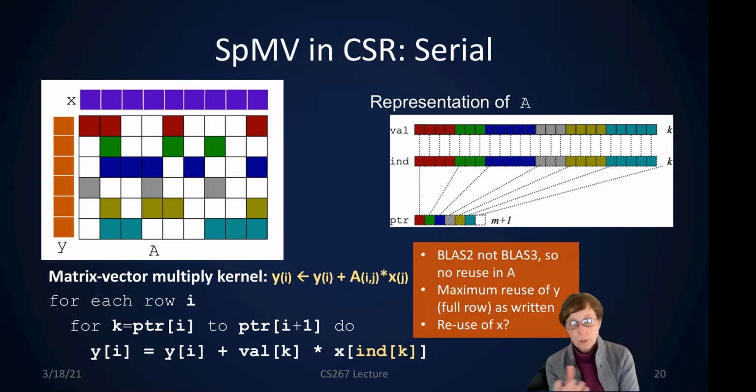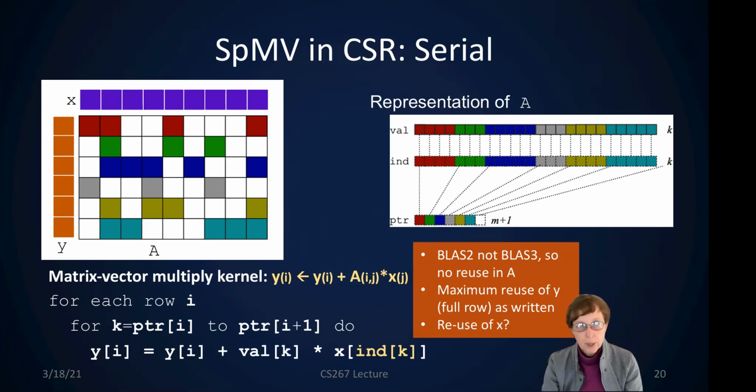And so this is also a BLAS2, not a BLAS3 operation. So there's no reuse of the A matrix. And that's really true whether this were a dense or sparse problem. It's already going to have very low computational intensity just because it's doing a matrix vector multiply rather than a matrix matrix multiply.